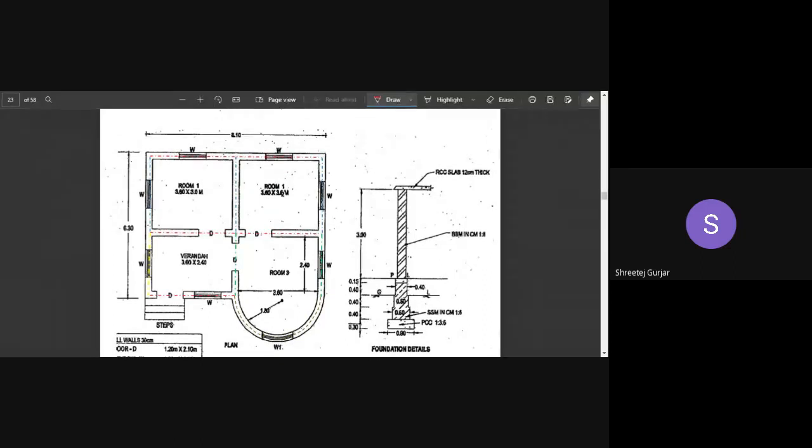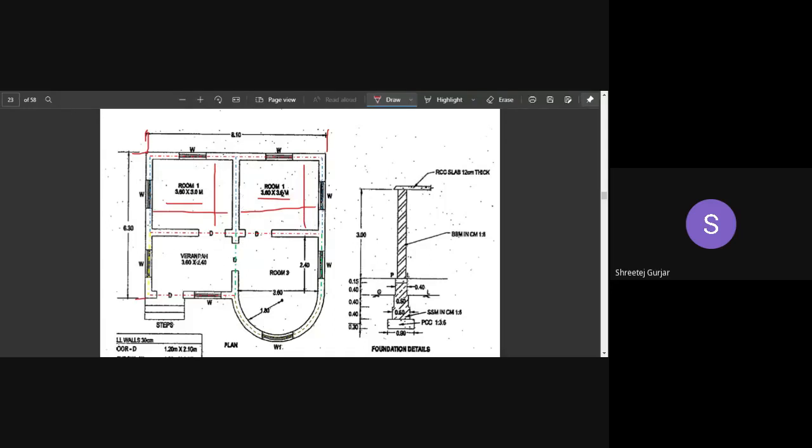The overall length, from out to out, they have given is 8.1. And this, also out to out, is 6.3. Then you have two rooms, room 1 and room 2, and the sizes of your rooms are similar. This is 3.6 by 3, this is also 3.6 by 3. 3.6 is this length, and the breadth of your room is 3 meters. So these rooms are similar in dimensions.